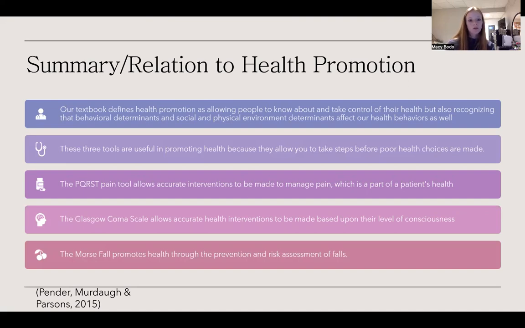These 3 tools are useful in promoting health because they allow you to take steps before poor health choices are made. The PQRST pain tool allows accurate interventions to be made to manage pain, which is a part of the patient's health. The Glasgow Coma Scale allows accurate interventions to be made based upon their level of consciousness, and the Morse Fall promotes health through the prevention and risk assessment of falls.